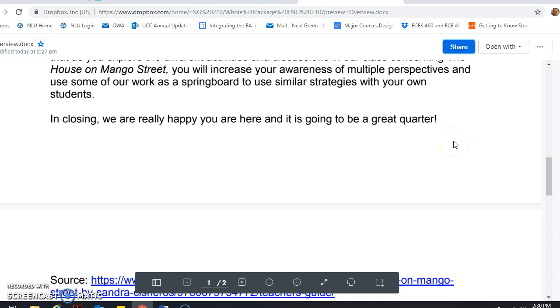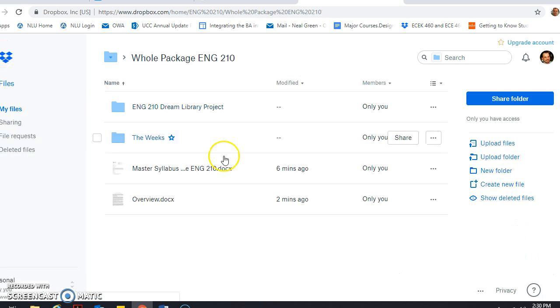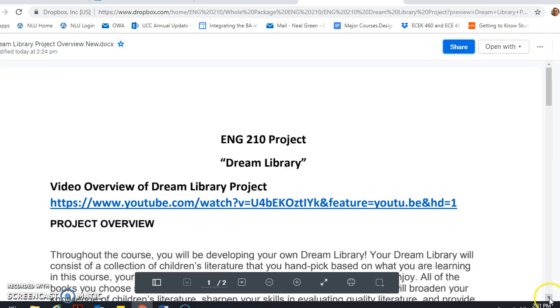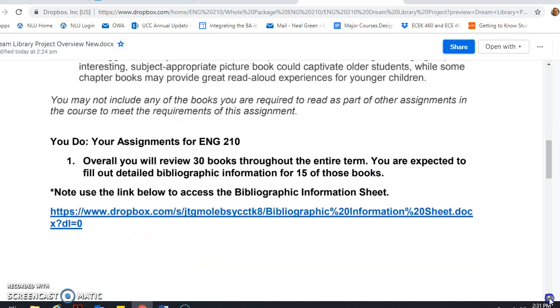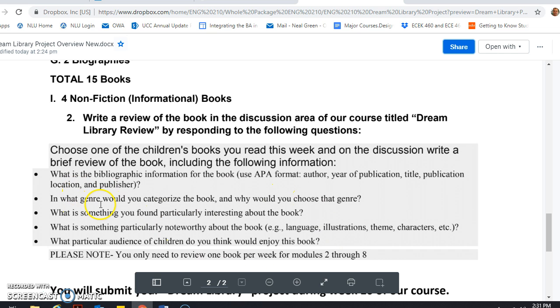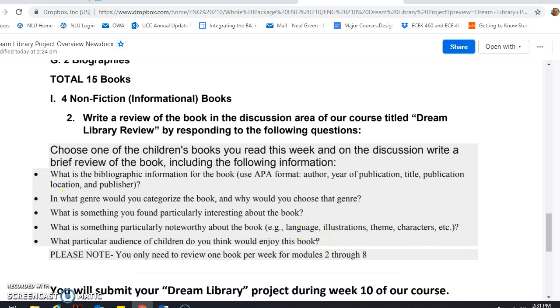But the one thing that we have to think about is the project. Let me go back for the project. The Dream Library project, one component, and I provided an overview and a video of that whole thing. But one component of it is that for weeks 2 through 8, the students write a blog post. I know that D2L does not have blogs, so it could be a separate discussion. That's what you guys need to think through, what you want as far as that. But anyway, here's the prompt for them to answer these questions in their weekly blog or whatever we decide it's going to be, and it's for weeks 2 through 8.